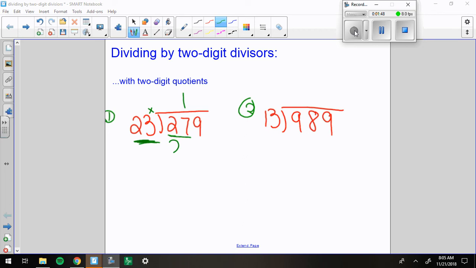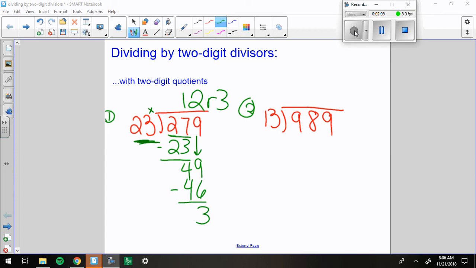1 times 23 is 23. 27 minus 23 is 4. Bring down my 9. 23 goes into 49? Yeah, it does. 2 times. 2 times 23 is 46. 49 minus 46 is 3. That is my remainder.